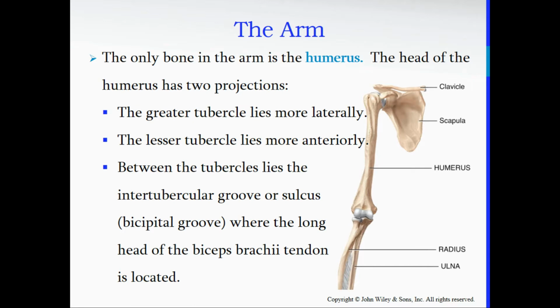The head of the humerus has two projections. They are the greater and lesser tubercle. The greater tubercle lies more laterally, meaning off to the side, and is going to be larger. The lesser tubercle lies more anteriorly, or more towards the front of that bone. Between the tubercles lies the intertubercular groove, or sulcus, also known as the bicipital groove, where the long head of the biceps brachii tendon is located. And that is going to be this guy right there. And that is quite a mouthful.